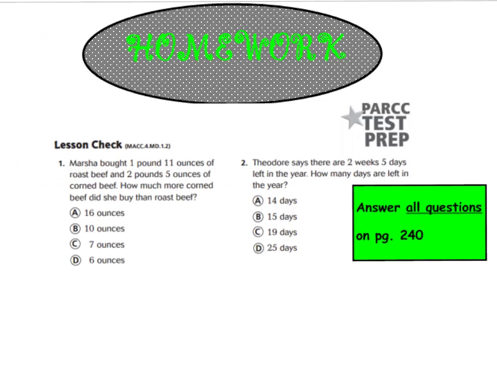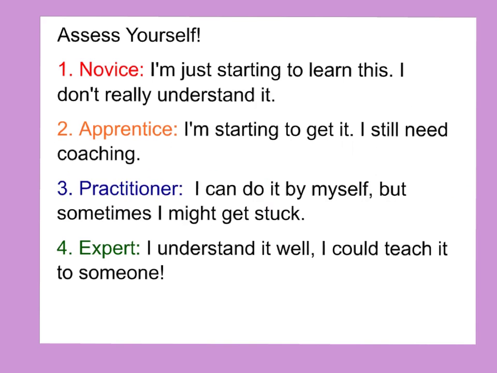Here are your homework problems for tonight. Make sure that you do number 1 and 2 on your page 240 in your Go Math book, and then it says that you need to make sure that you're answering all of the questions on page 240. So we're going to make sure that we're answering all of them. Then when you get done with your homework problems, don't forget to assess yourself and write your assessment level at the top of your Go Math page.